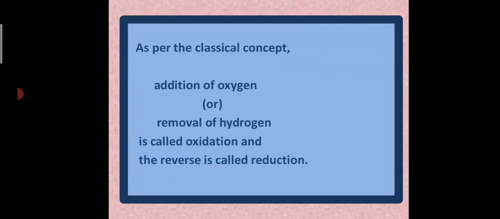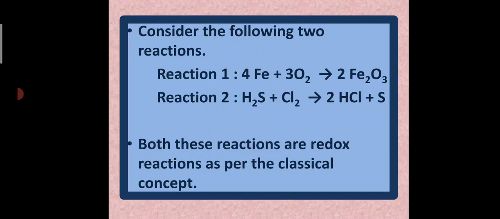As per the classical concept, addition of oxygen or removal of hydrogen. You would have studied this in your 9th and 10th standard itself. Addition of oxygen and removal of hydrogen, we call oxidation, and the reverse is called reduction. In reaction 1, iron reacts with oxygen to give iron oxide. Here we are adding oxygen to iron, so this is oxidation. H2S, hydrogen sulphide, reacts with chlorine to give hydrochloric acid and sulfur. We are removing the hydrogen from hydrogen sulphide, so removal of hydrogen is also oxidation.